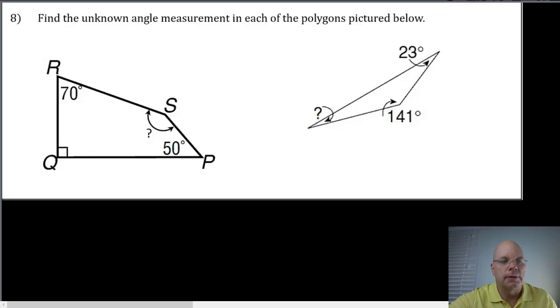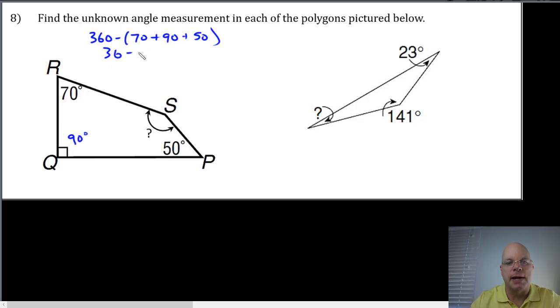Problem number 8. Again, we have more angle relationships. We're trying to find missing angles. Here we see that these two sides of this quadrilateral are perpendicular, so this is a 90 degree angle. Also, it has the square 90 degree angle symbol there. And so we know that all of the angles of any quadrilateral add up to 360. So the expression I'm going to use here to find the missing angle will be 360 minus the sum of the three angles we know.